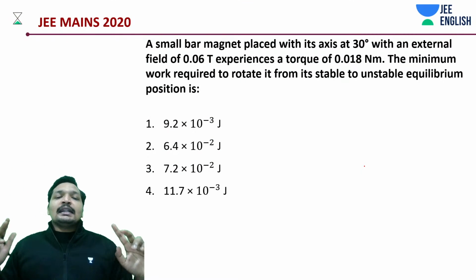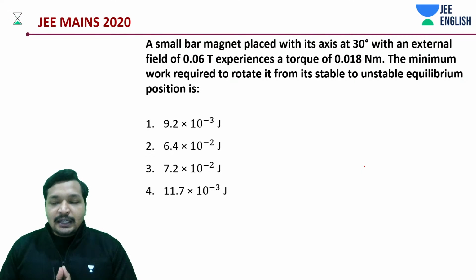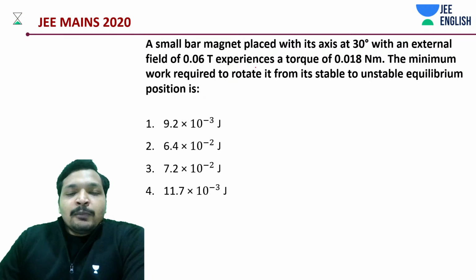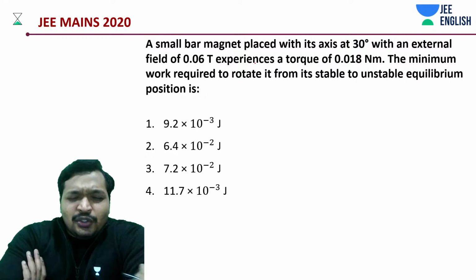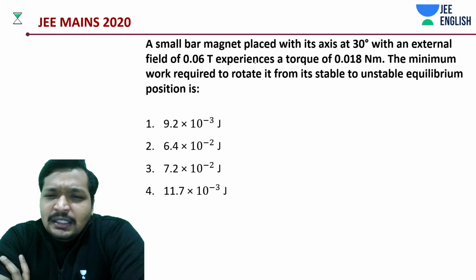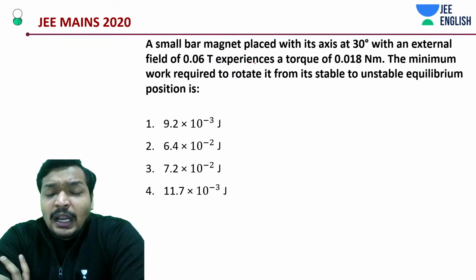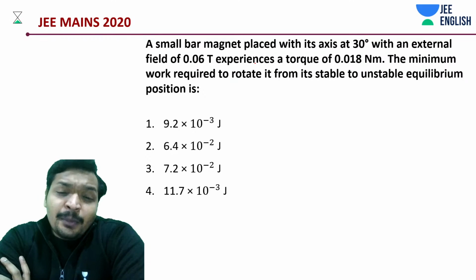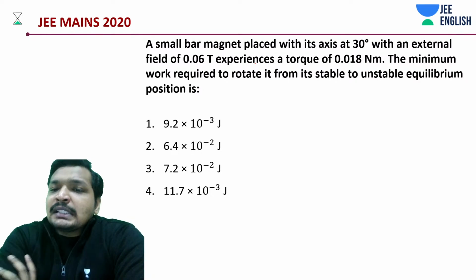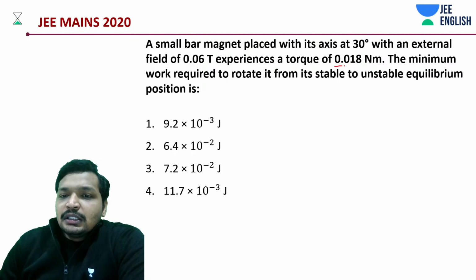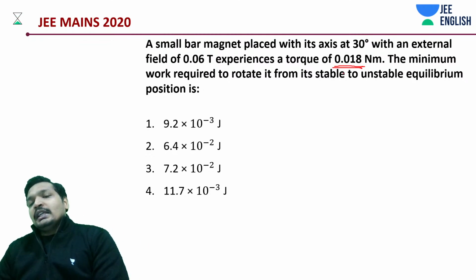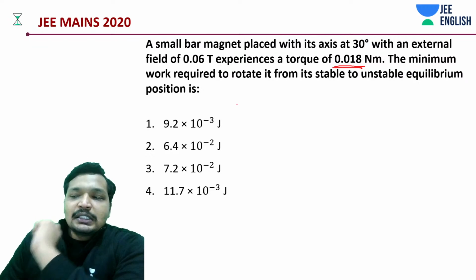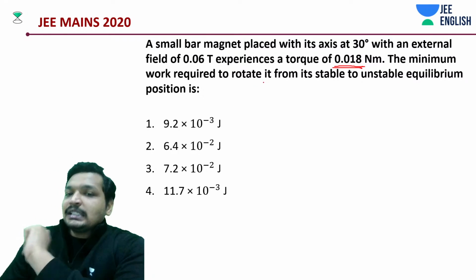And that being said, let's jump into the first problem, and it's a very interesting problem, students. Okay, let's see what is being asked in the problem. We have a small bar magnet. So what kind of magnet is this? I think it's a bar magnet, so a permanent magnet, with its axis at 30 degrees to an external field of 0.06 Tesla, and it experiences a torque of 0.018 Newton meter. Read the question carefully, don't make any mistake here. It's quite easy to make mistakes in such easy questions.